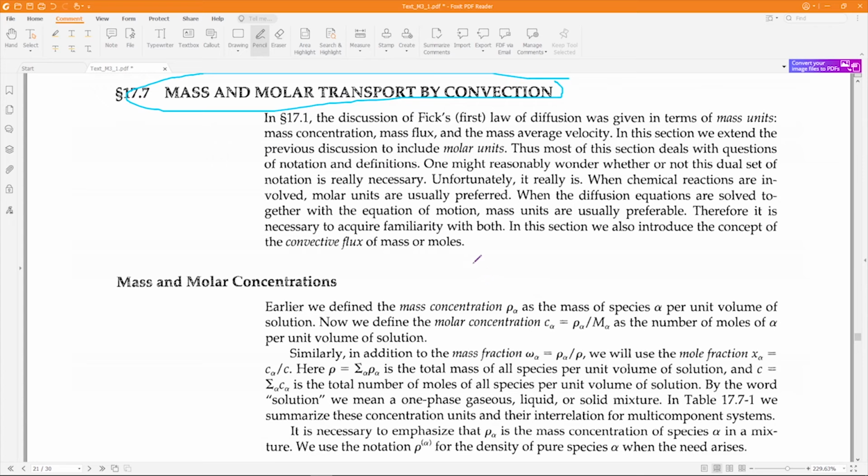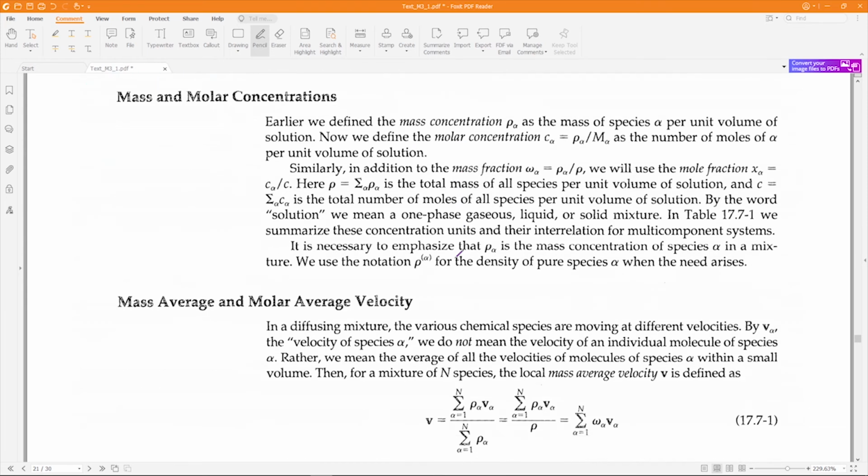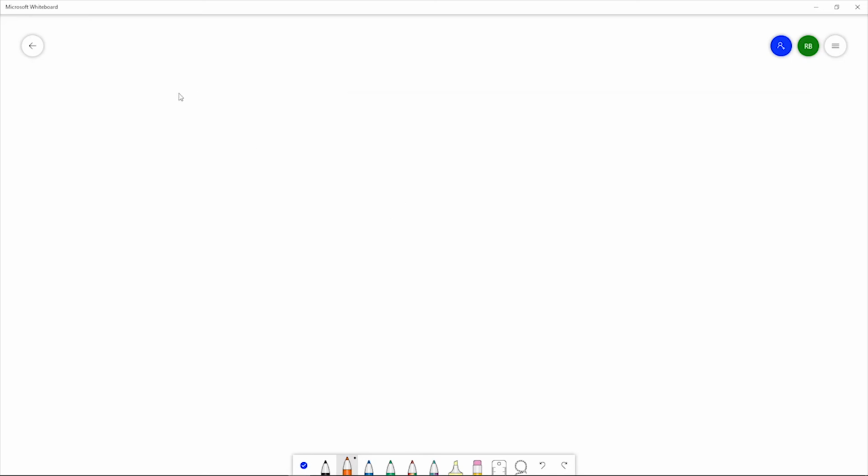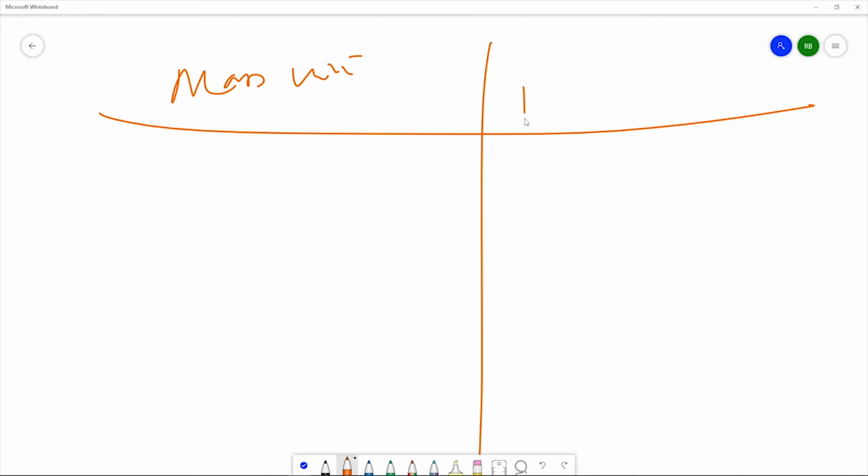Before understanding convection, we can write the convection or the transport in 2 units. One is mass units and the other is molar units. One in terms of kg and one in terms of mole, or you can say kg mole. So let's study a few of the notations. I will compare them here. Let's say here mass units. On this side we have molar.